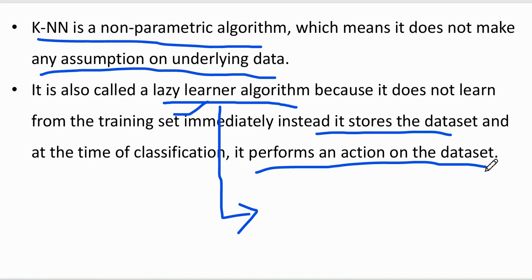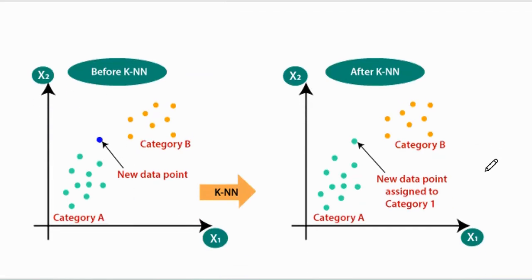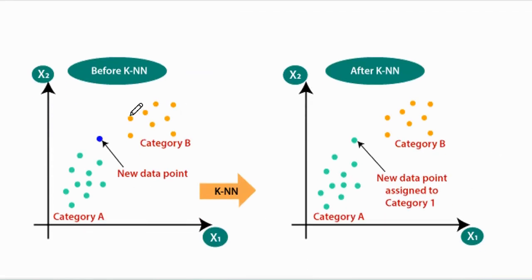By using the distance values only, we will find out the class of the given test sample. That's why this KNN algorithm is called a lazy learning algorithm. Let's see how it works. Let's assume that before KNN, we have class A points and also class B points. The dataset contains two different classes of points, class A points and class B points.